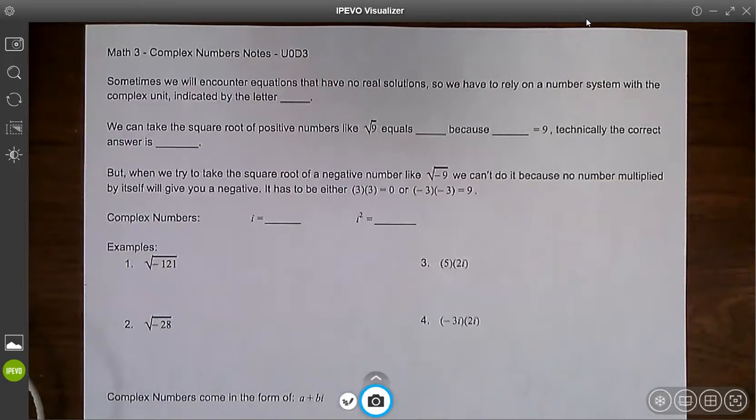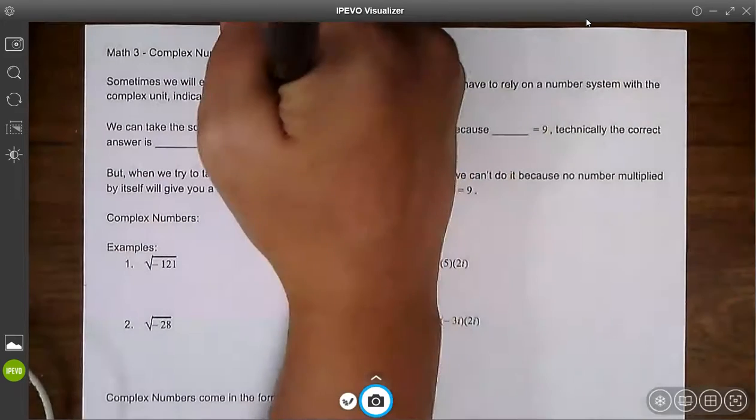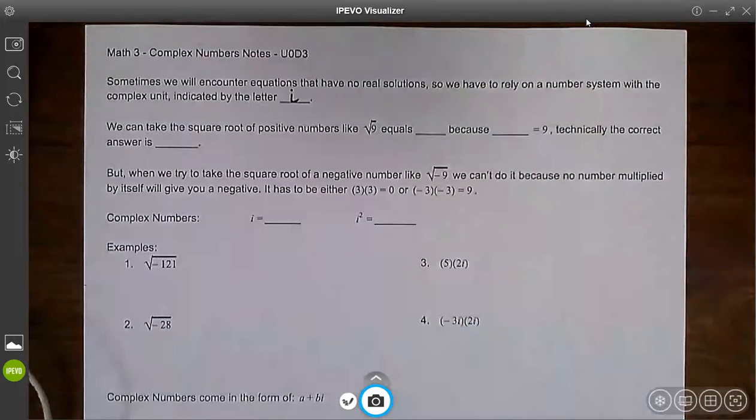Math 3, complex numbers. Again, we're still in the review unit. Sometimes we will encounter equations that have no real solutions, and we have to rely on a number system with the complex unit indicated by the letter i. Some people refer to these as imaginary numbers, and I don't like that reference because they aren't imaginary. They exist in real life. They just are less frequent, I guess is the word for it.